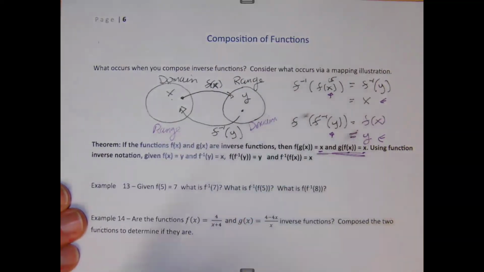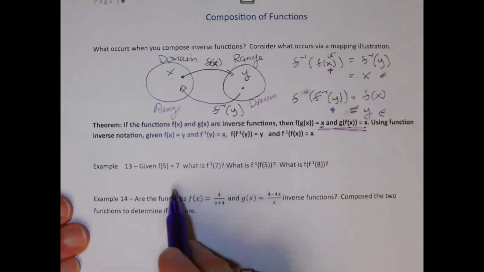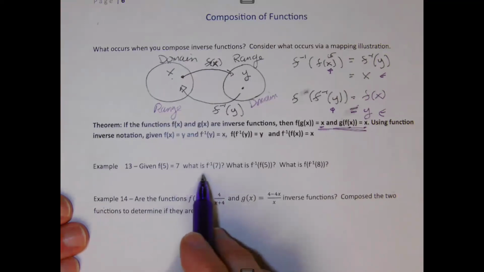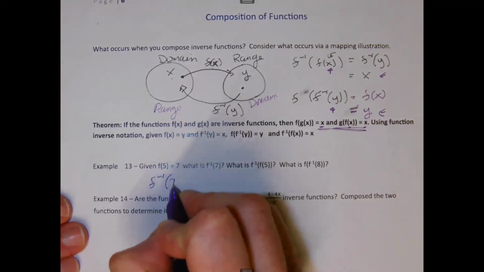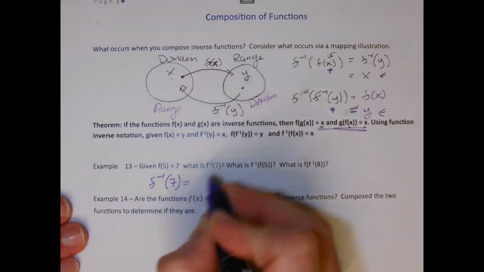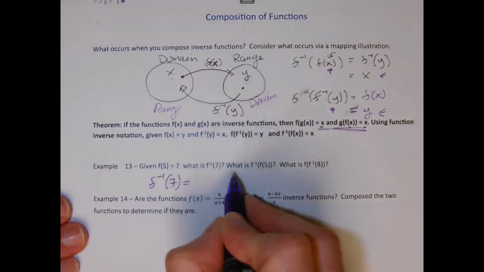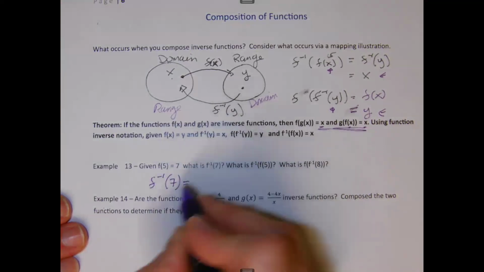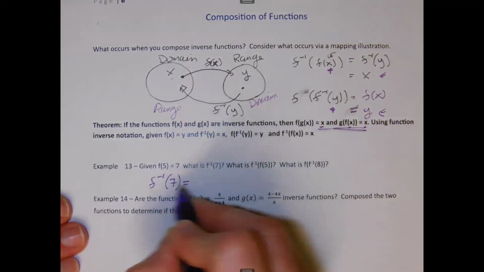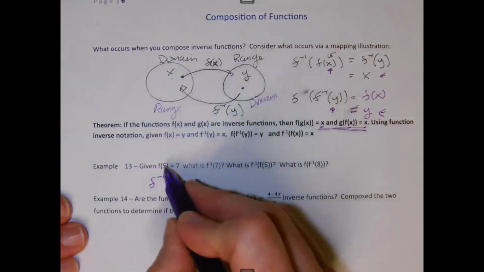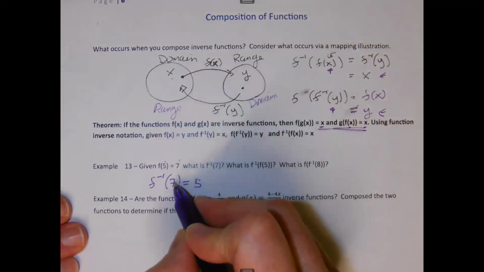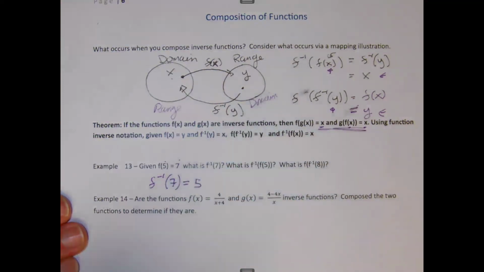Okay, so given that, let's look at this example. Given F of 5 equals 7, what is F inverse of 7? Well, since F inverse is the inverse of F, 5 goes to 7, so 7 goes to 5. Again, just following this mapping idea. I started with a 5, it brought me to a 7. So 7 must go back to 5 if I jump on the inverse train.